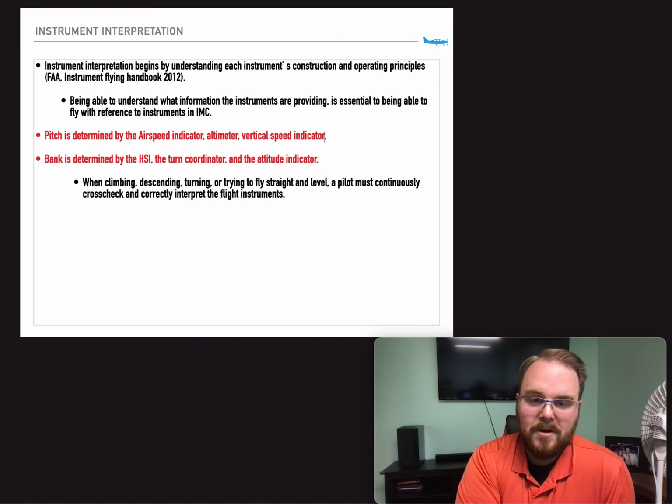And bank is determined by the HSI, the turn coordinator, and the attitude indicator. When climbing, descending, and turning, or trying to fly straight and level, a pilot must continuously cross-check and correctly interpret the flight instruments. That's very important.